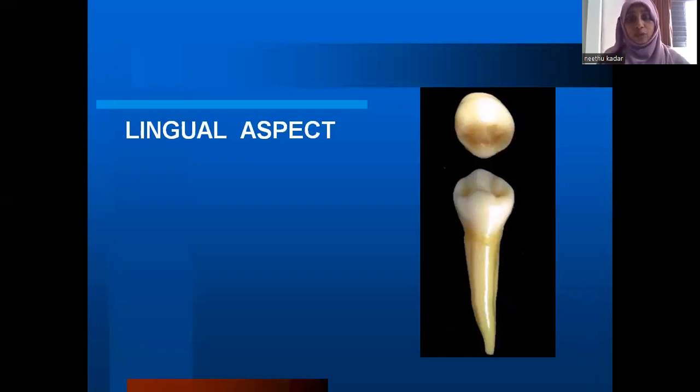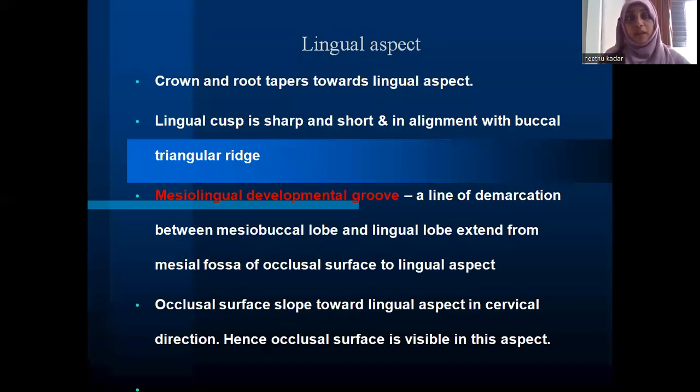Next is the lingual aspect. In the lingual aspect, the crown and root taper towards the lingual, so there is lingual convergence. The lingual cusp is sharp, short, and in alignment with the buccal triangular ridge. It is only two-thirds the height of the buccal cusp.